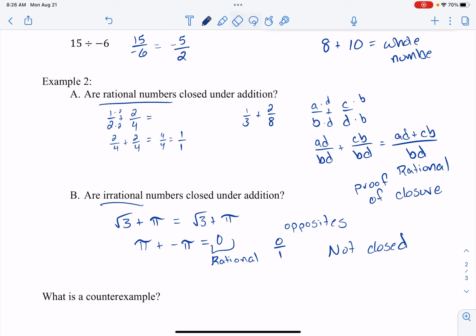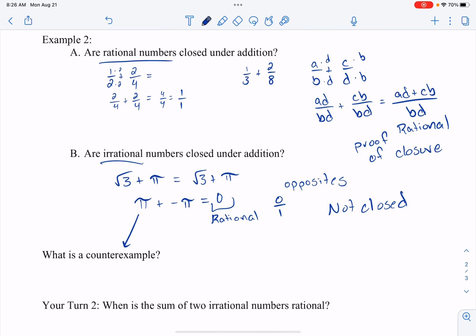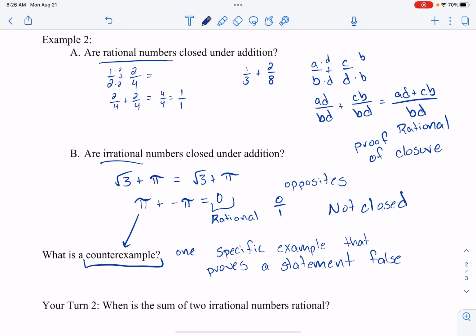And I would have got that no matter which opposites I would have picked. Okay, and what we found here is a counterexample. A counterexample is one specific example that proves a statement false. So it's really easy to prove something false. All you need is one example that it doesn't work for. It's a lot harder to prove something true because then you need to prove all possibilities are true. So it's much easier to prove something false.